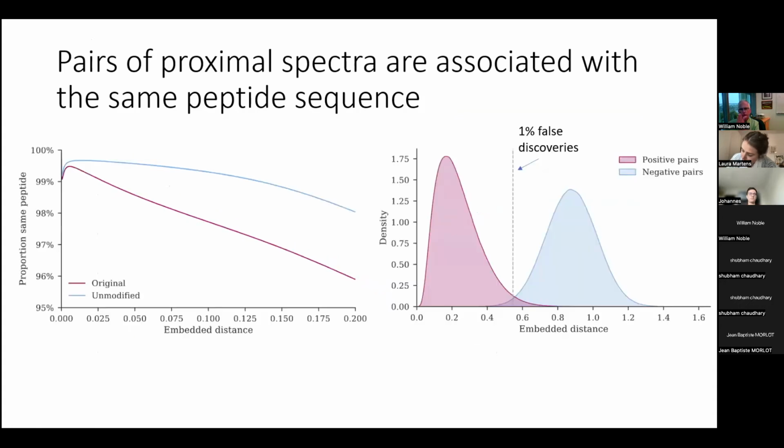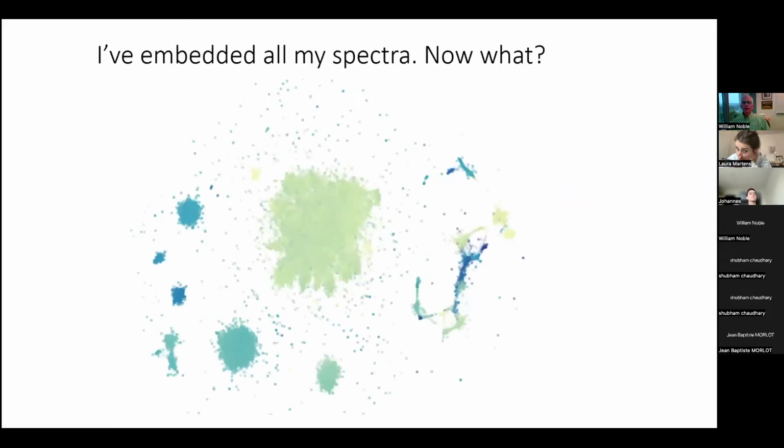And then we can also use this kind of information to set a threshold to decide, okay, if we wanted to make an annotation and we have about a 1% false discovery rate, we can figure out exactly what that threshold would be. Okay, so the question is, what do we do with this? Now that we've embedded all my spectra, I've got this 32-dimensional space, what good is it?